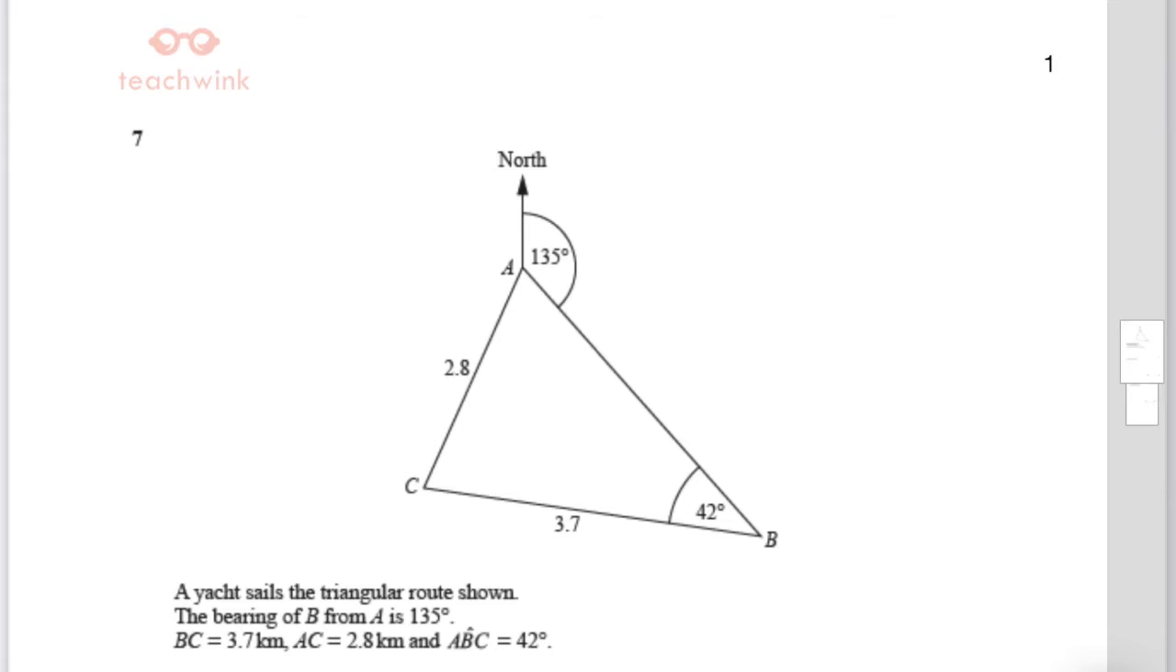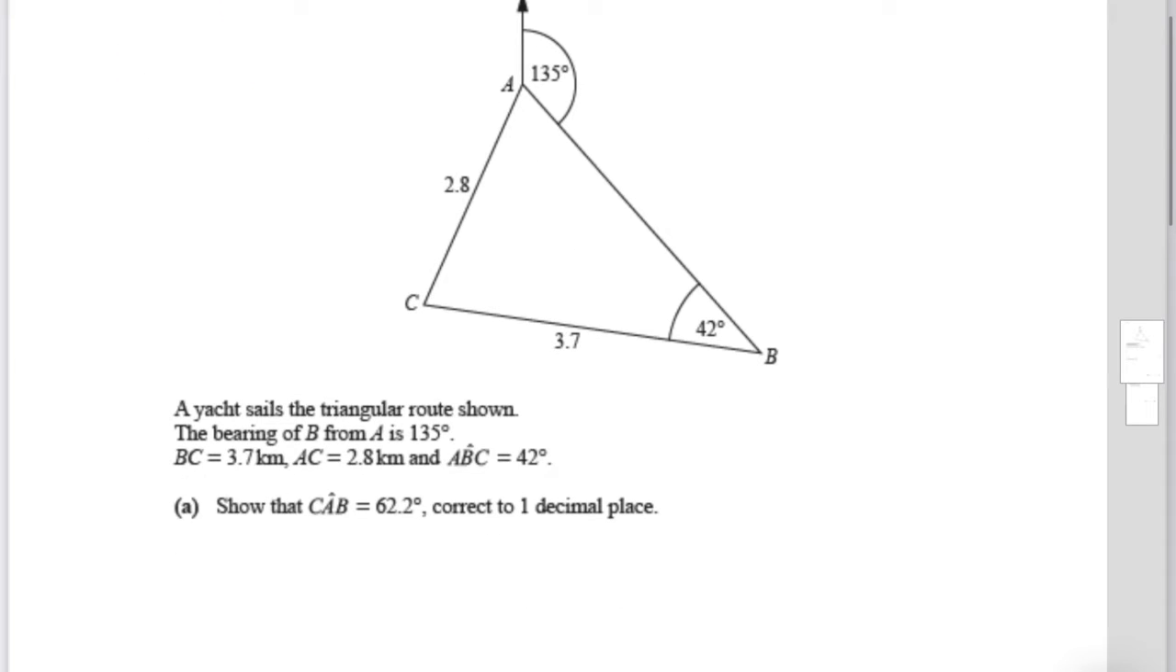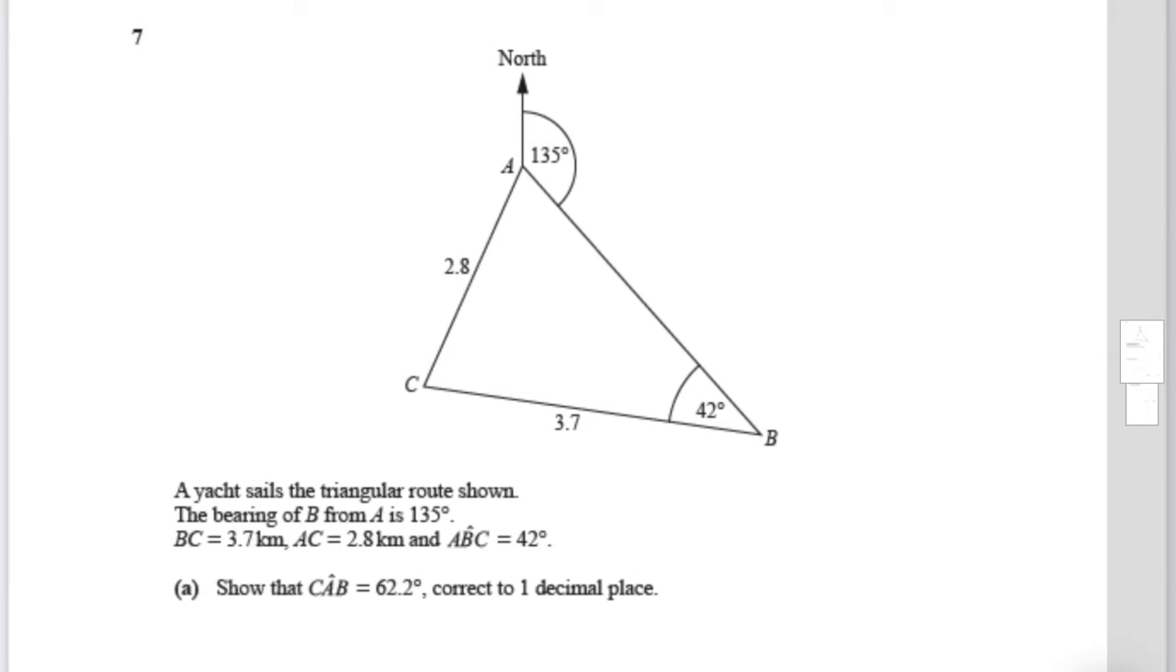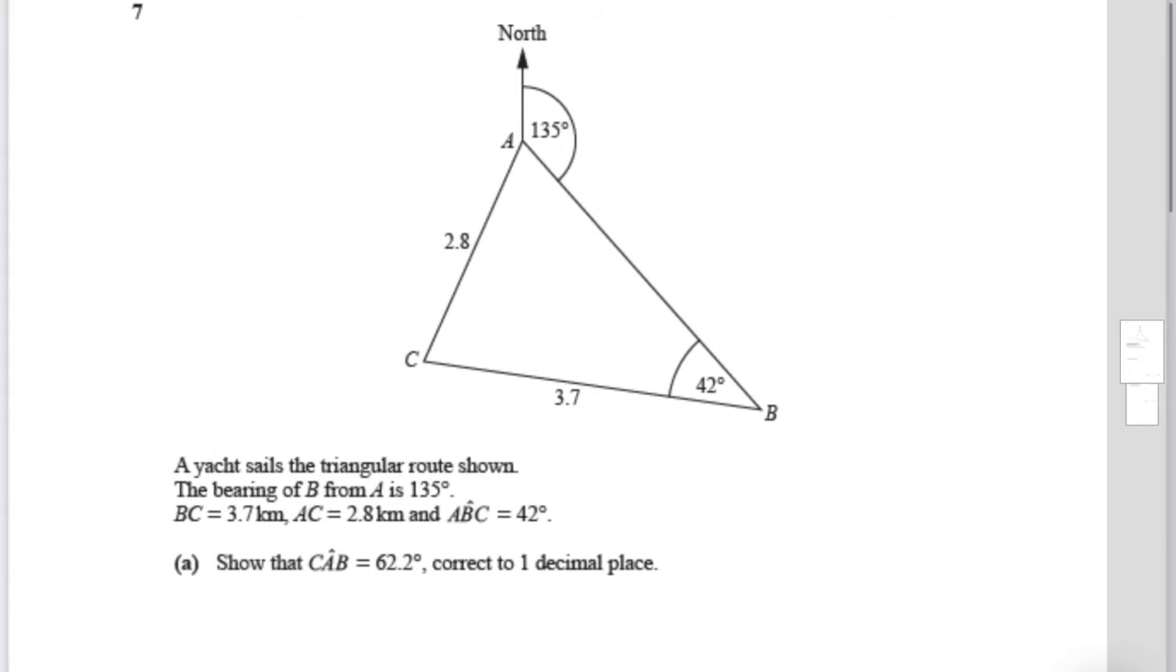So let's start. The question that we have has a triangle in it and it reads, a yard sails the triangular route shown. The bearing of B from A is 135 degrees, BC is 3.7 kilometers, AC is 2.8 kilometers and ABC is equal to 42 degrees. Show that angle CAB is equal to 62.2 degrees correct to one decimal place. They've asked us to find this angle right here.